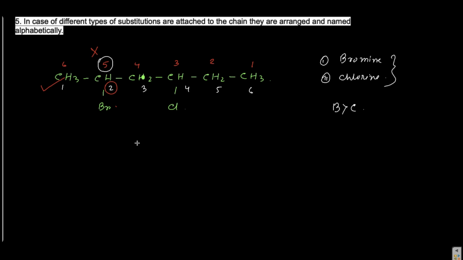So the name of this is 2-bromo-4-chlorohexane. Single bonds are present, that is called hexane. 2-bromo-4-chlorohexane. Now the 6th one: the position of the alkyl group indicates writing the position and the name of the alkyl group, and the name of the parent hydrocarbon.